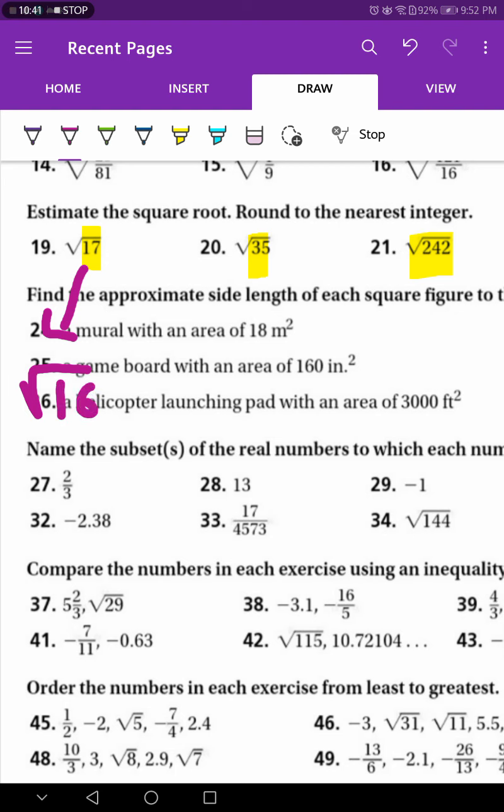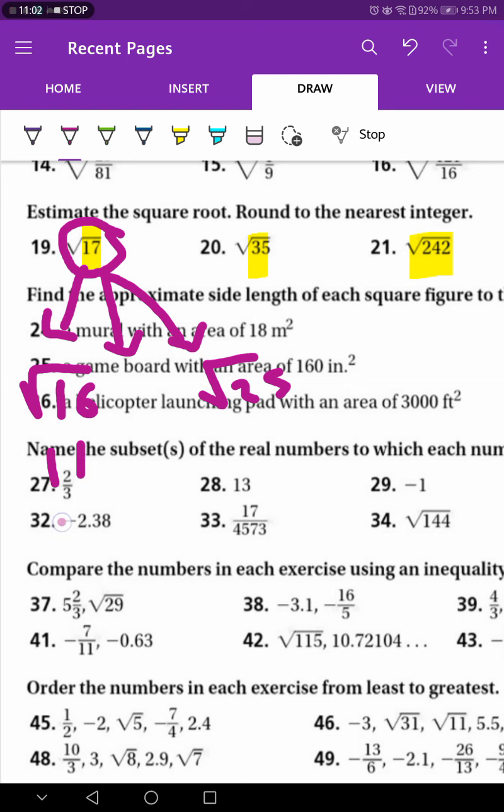16, the square root of 16. Okay, 16 is a perfect square. And the next perfect square after 16 is the square root of 25. So the square root of 17 comes between them. The square root of 16 equals 4, and the square root of 25 equals 5. So the square root of 17 comes between 4 and 5.